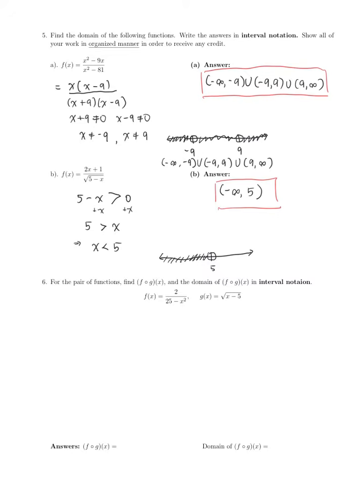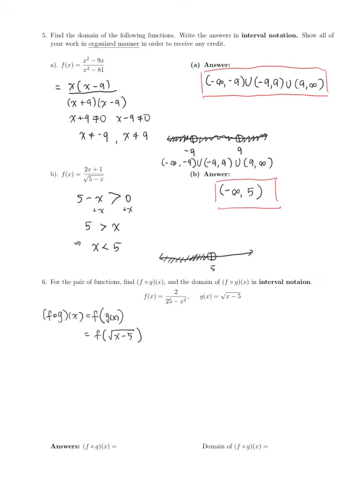So let's just first write down the definition. Okay, so f of g of x, by definition, this is f of g of x, which is the same thing as f of square root of x minus 5. Now stop right here for a minute. The domain of f of g of x also depends on the domain of g of x as well. So let's take a look.